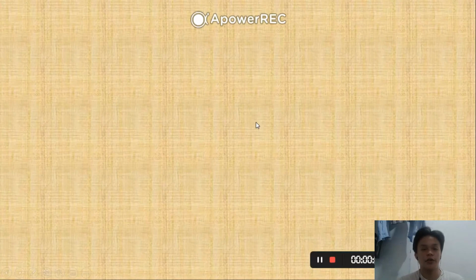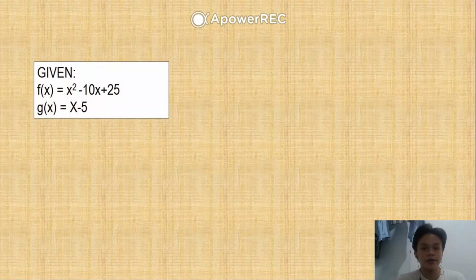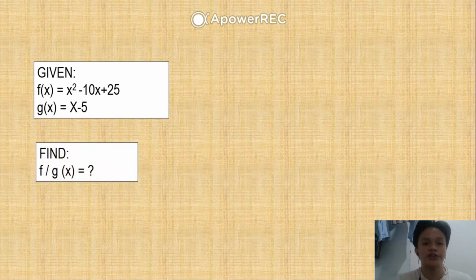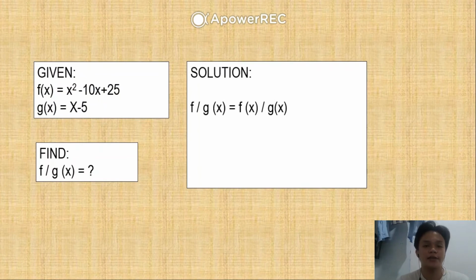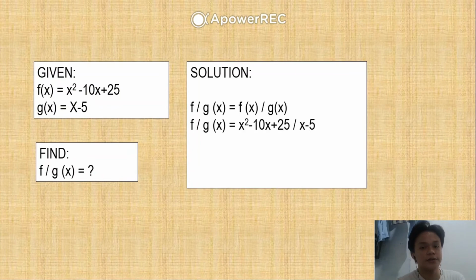Now let's move on to our quotient of functions. So given f of x is equal to x squared minus 10x plus 25 and g of x is equal to x minus 5, we are to find f over g of x. So f over g of x is equal to f of x over g of x. So let's substitute the value of our f of x, which is x squared minus 10x plus 25, and g of x as x minus 5.